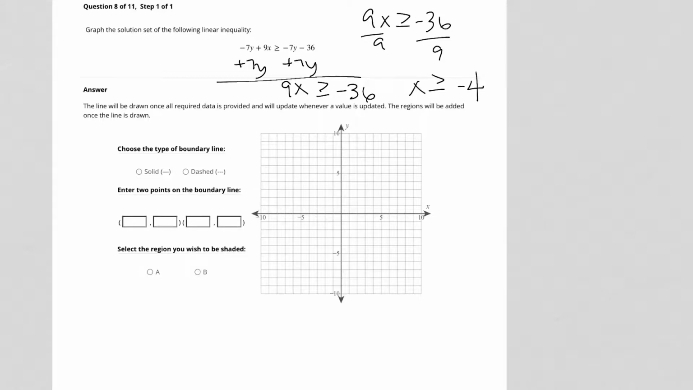So this time we have another special line. This one is a vertical line. And greater than or equal to means solid. It's going to be a vertical line through negative 4.